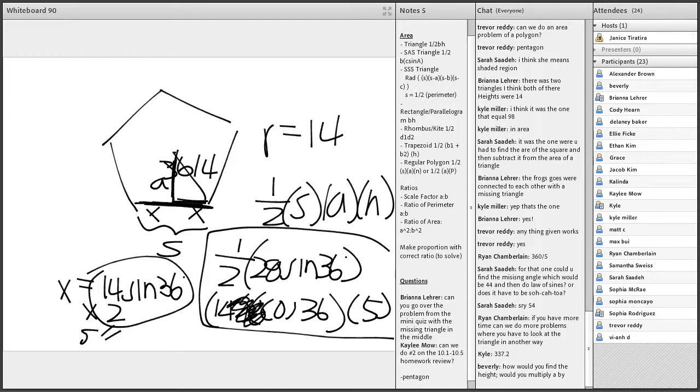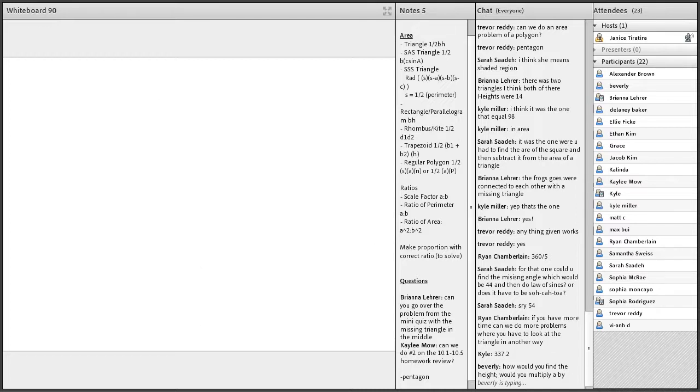How would you multiply A? Pardon? I don't understand, Beverly. The height is the apothem. This is the height of the triangle. So I did SOHCAHTOA. Let me start all over then. Okay. Maybe too fast was a mistake. Sorry.